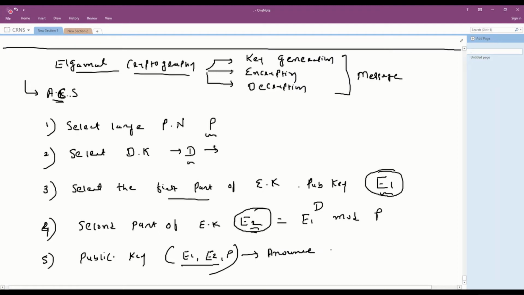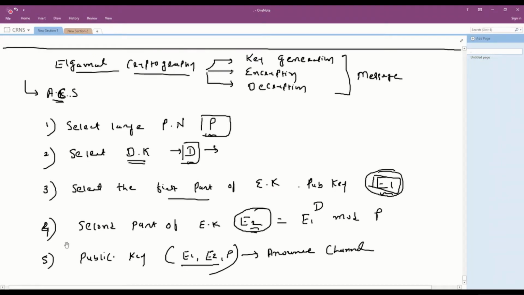Yeah, public key. So public key you can, yes. Private key, here it is private key, decryption key D. This is all example. Okay, we need to assume three things. See, prime number P, the decryption key D, and a part of the public key E1. These three things you need to select. Okay.